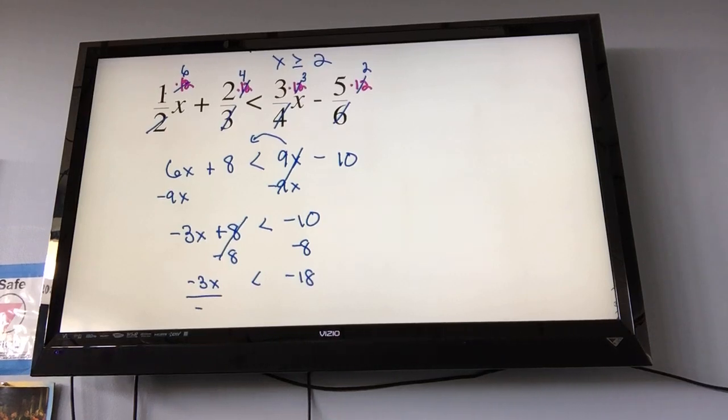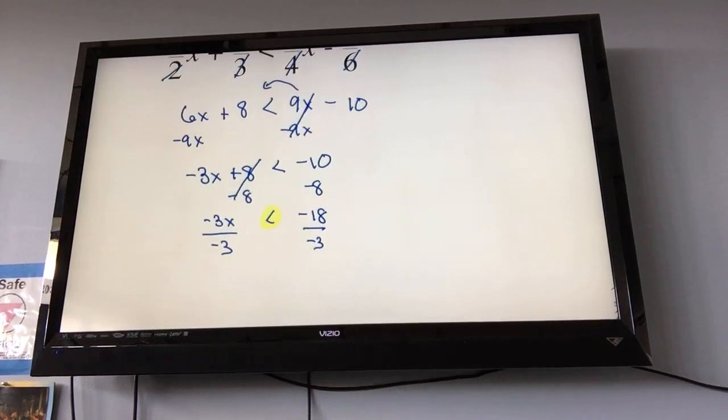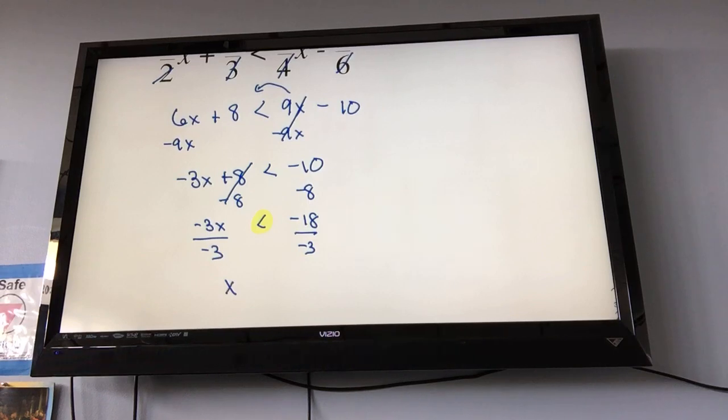And lastly, divide by negative 3, ding, ding, ding. Dividing by that negative means switch the direction of that symbol, and x is greater than positive 6.